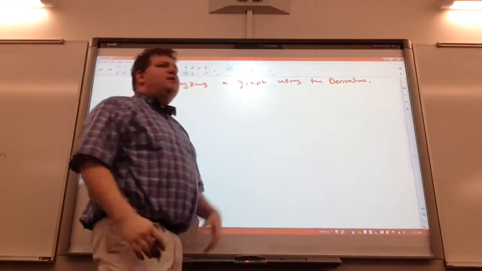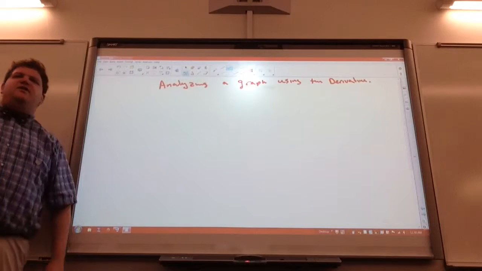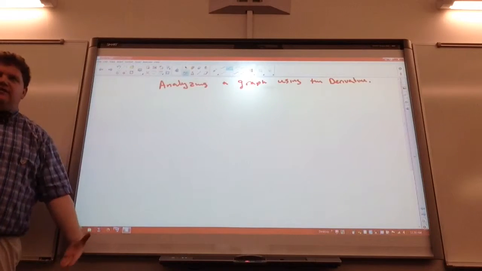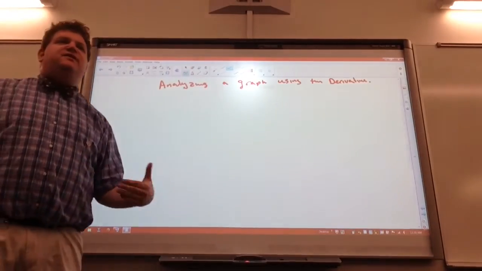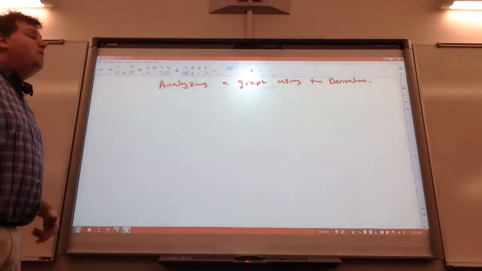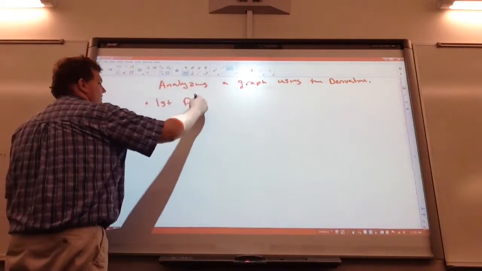So we've already figured out how to find critical points using the derivative, right? Critical points are going to be maximums or minimums or saddle points of your graph. Turns out I could also use the derivative to tell when a graph is increasing, decreasing, or constant. It's called the first derivative test.